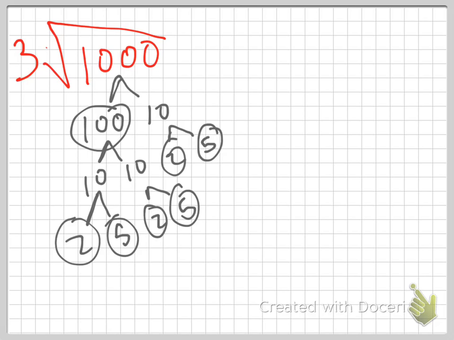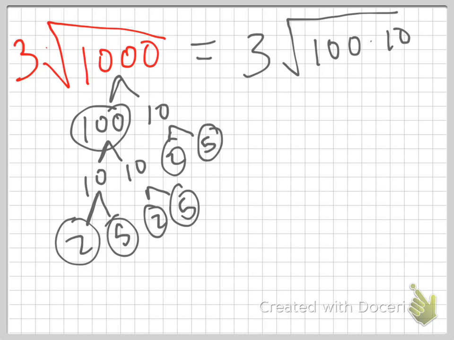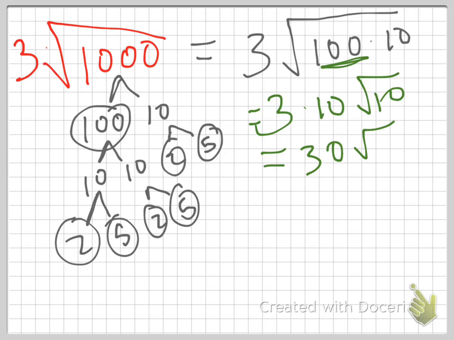So no matter how you got to the answer, you could have written 3 times the square root of 100 times 10. And what's the square root of 100? It's just 10. So this equals 3 times 10. And what stayed in? A 10 still stayed in. That's 30 square roots of 10.